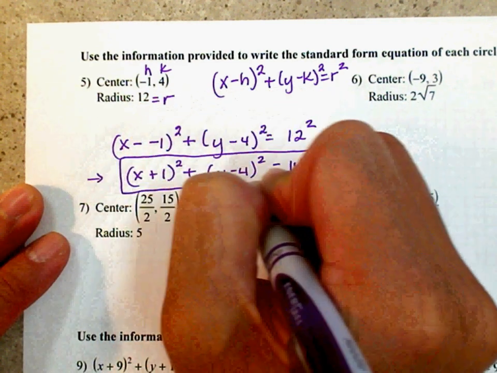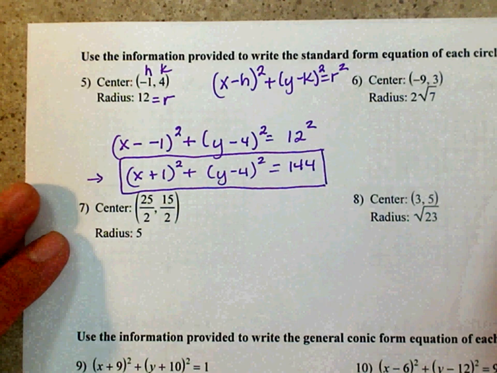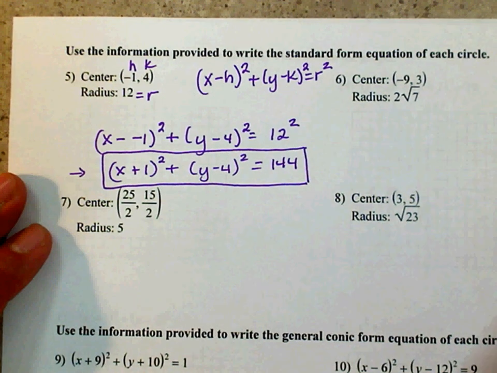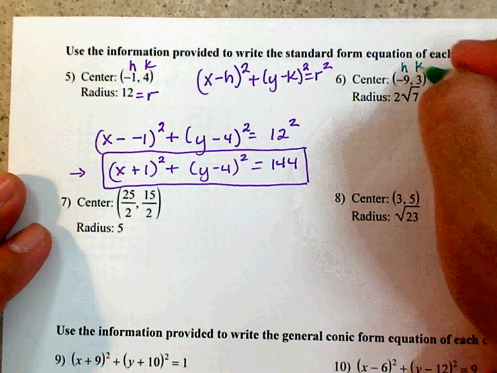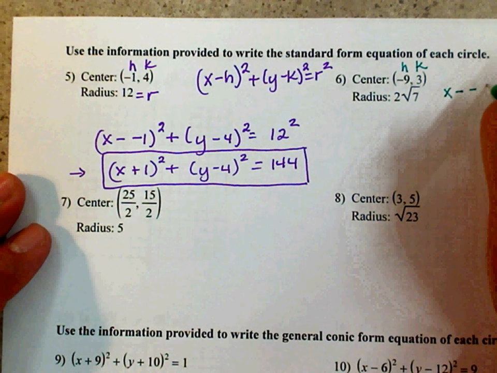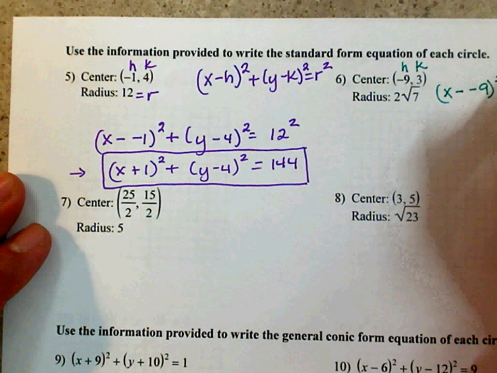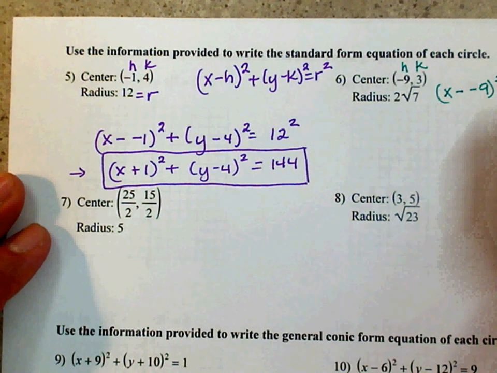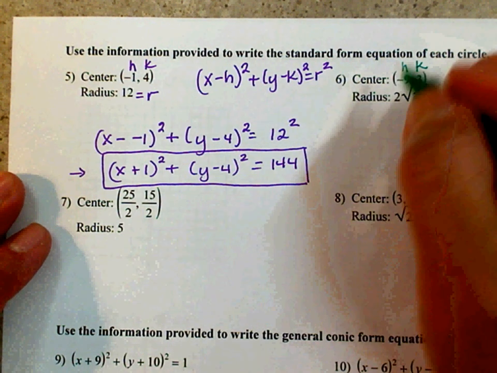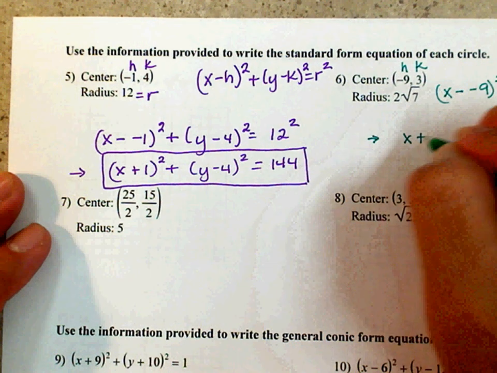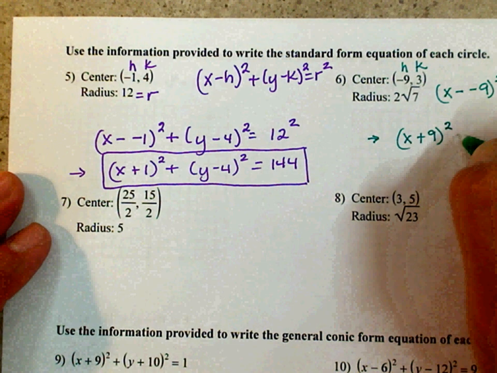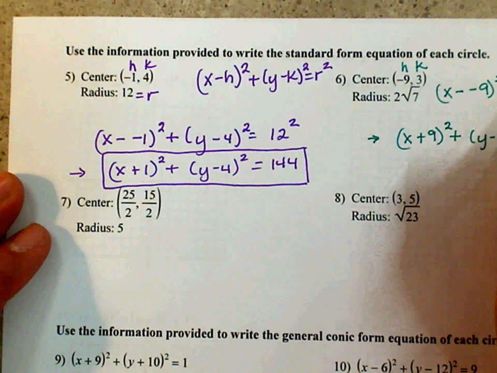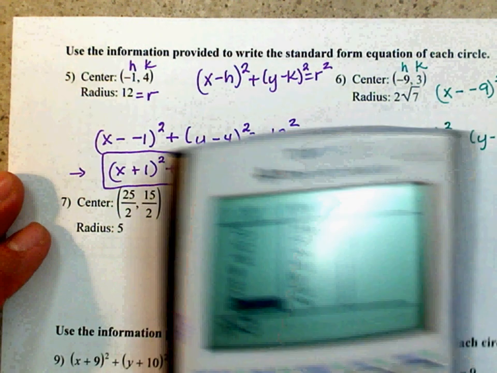Okay? Number 6, there's your h, there's your k. So x minus -9 squared plus y minus 3 squared is equal to 2 square root of 7 squared. So this comes out to be x plus 9 squared plus y minus 3 squared is equal to, all right, so, oh, sorry. So let me show you how to type this in.